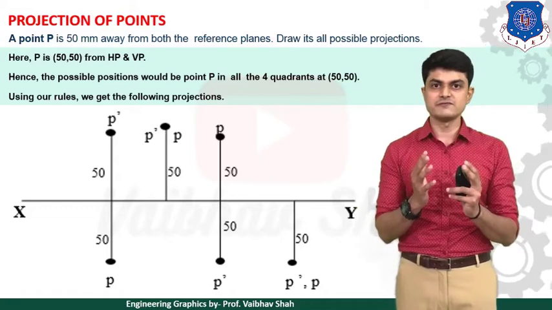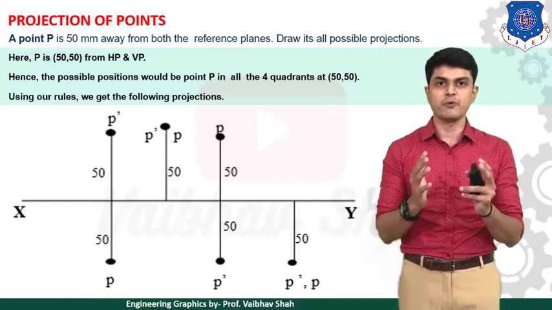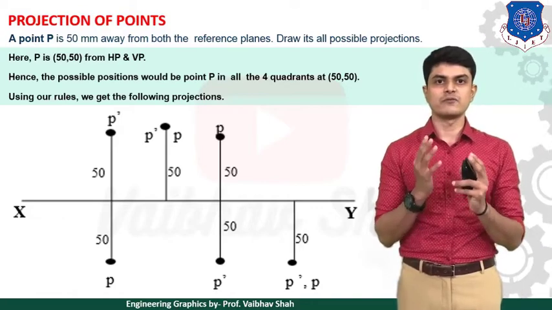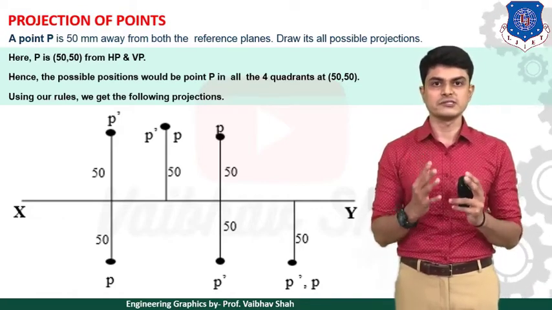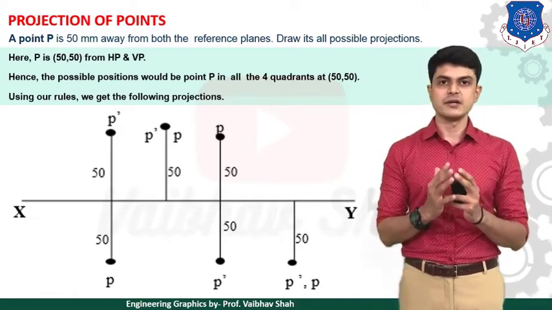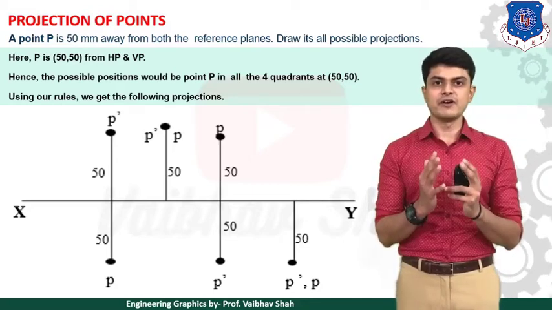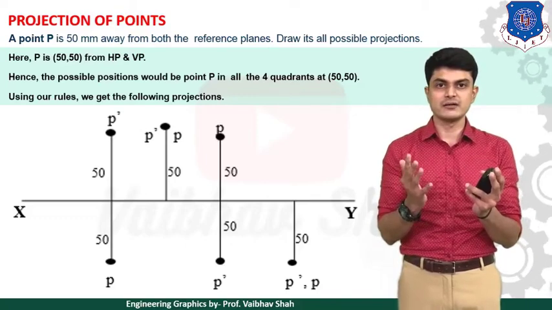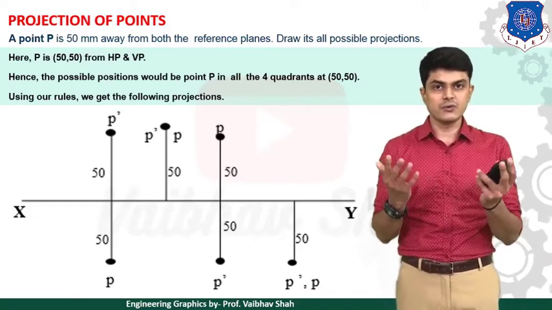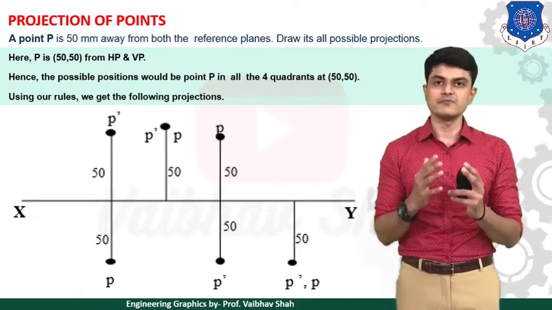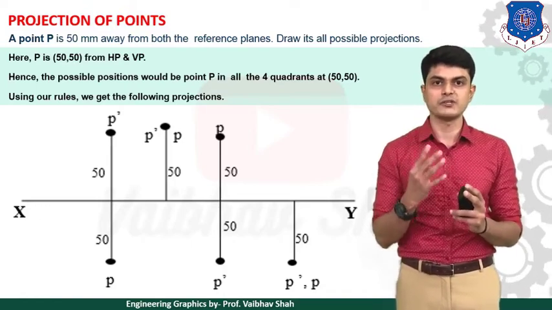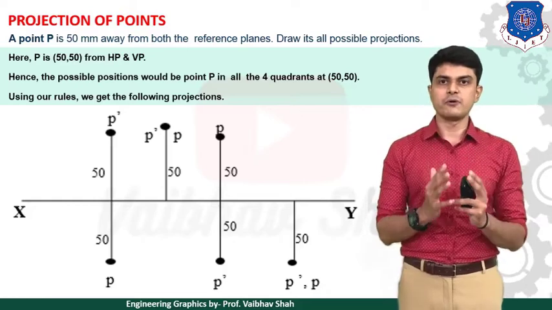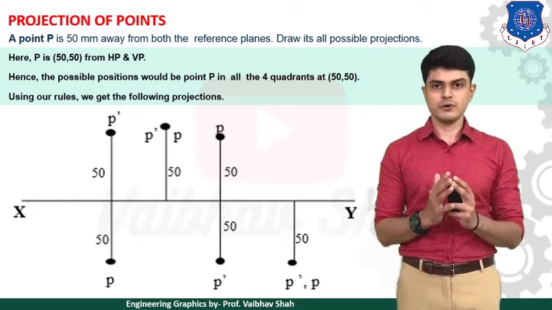So now your point is 50 mm away from both HP and VP. So we might have a total of 4 positions. 4 positions in what? 4 different quadrants. Because it is 50 mm away from HP and VP, we might have this point in the first quadrant, or second quadrant, third quadrant, or you can have this point in the fourth quadrant. So we'll be plotting the 4 possible positions of this point.